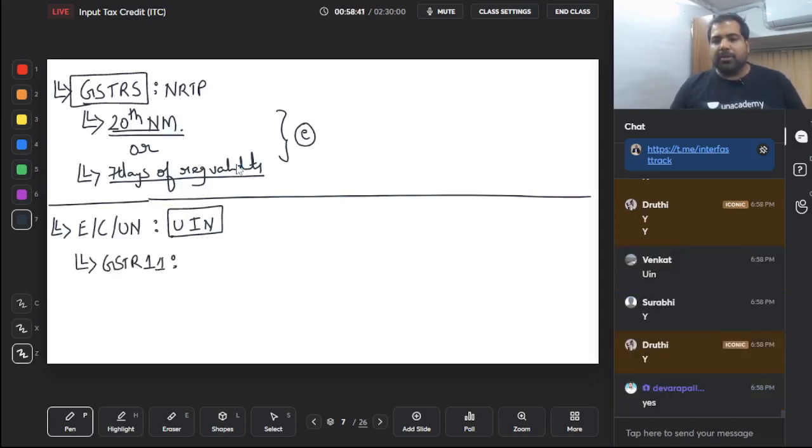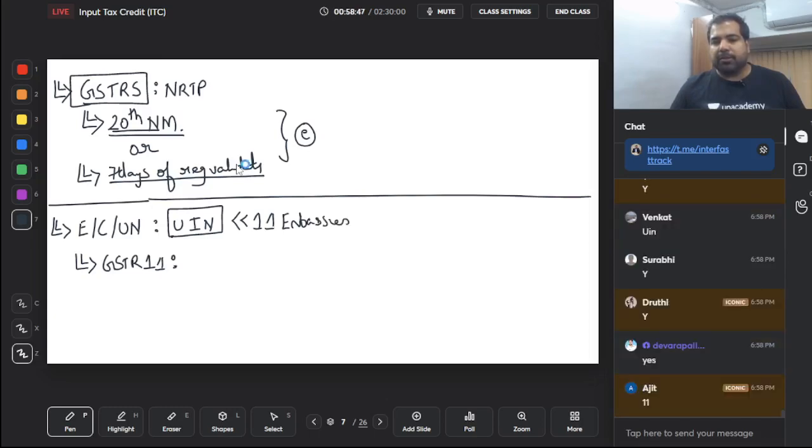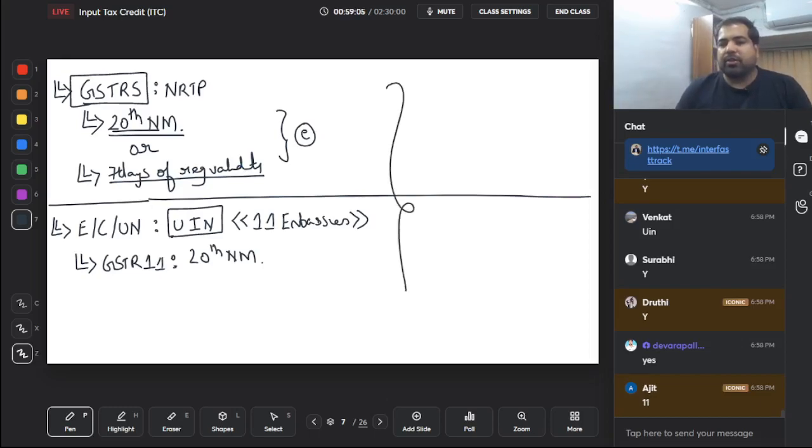How will you remember this? That India has 11 embassies. How many embassies, guys? 11 embassies. They will file their GSTR 11 again by the 20th of the next month, and they will tell the government, I installed so many ACs, I bought so many laptops, please pay me the GST. Guys, these all returns are all under section 39.